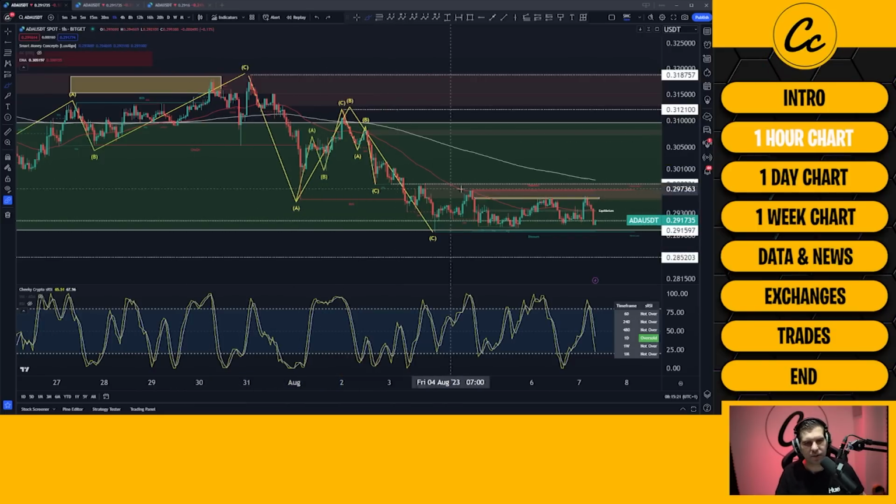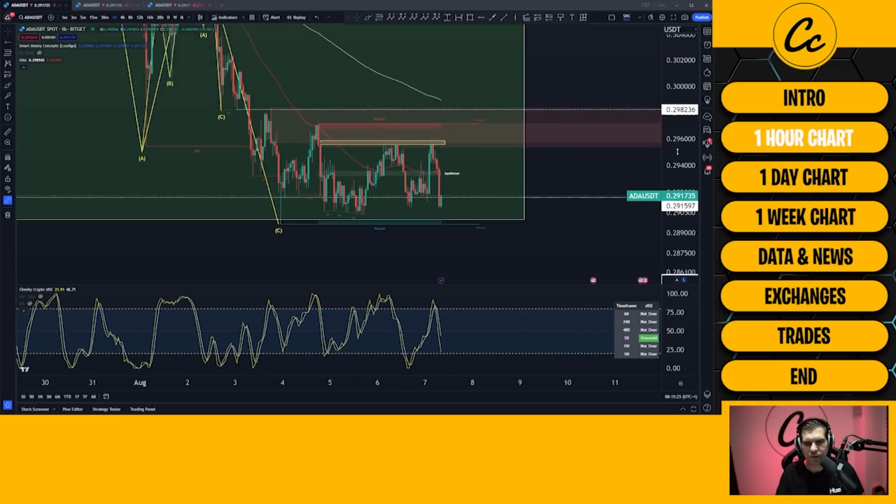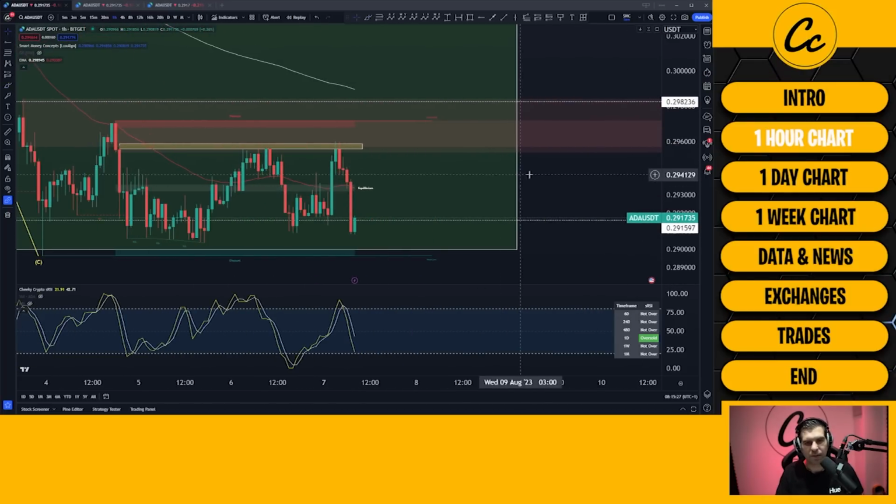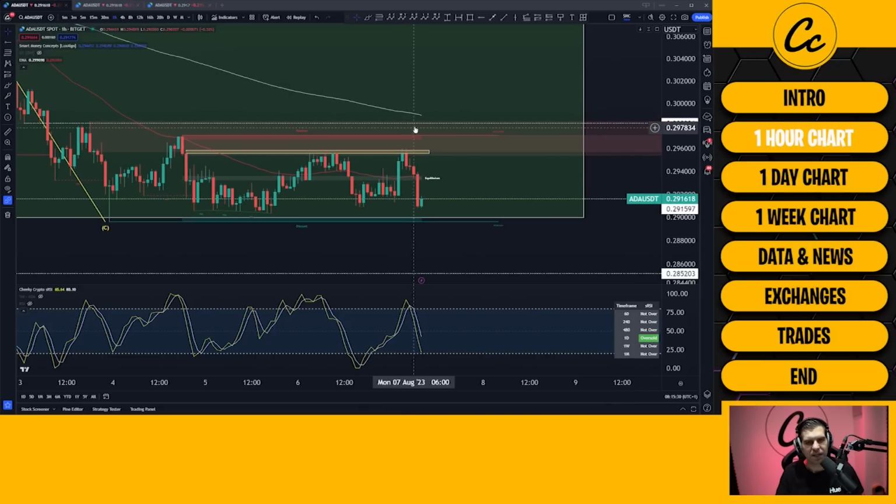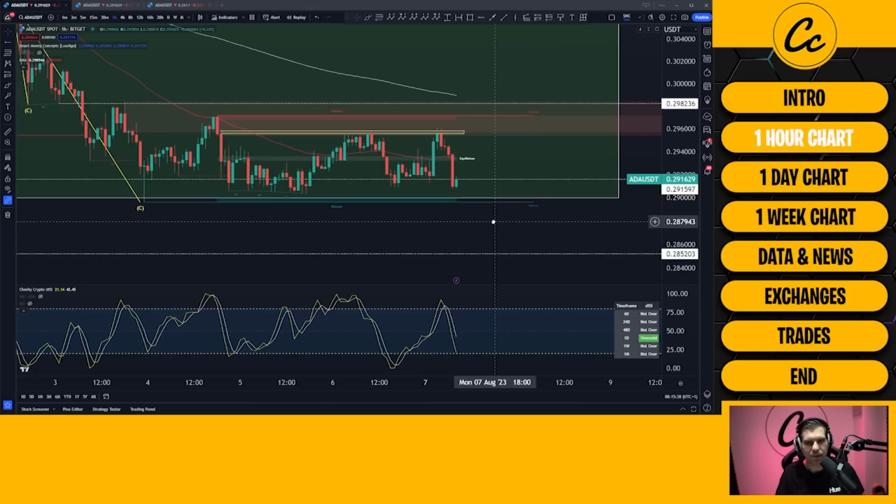Okay, now this is also compounded by the fact that we are below our 200 EMA, and we're below the 50 EMA as well. So the 50 EMA is below the 200, so that's obviously bearish in itself. And then the fact the price action is below both the 50 and 200 EMA is also bearish. So it's hard to be bullish on the market for Cardano right now.